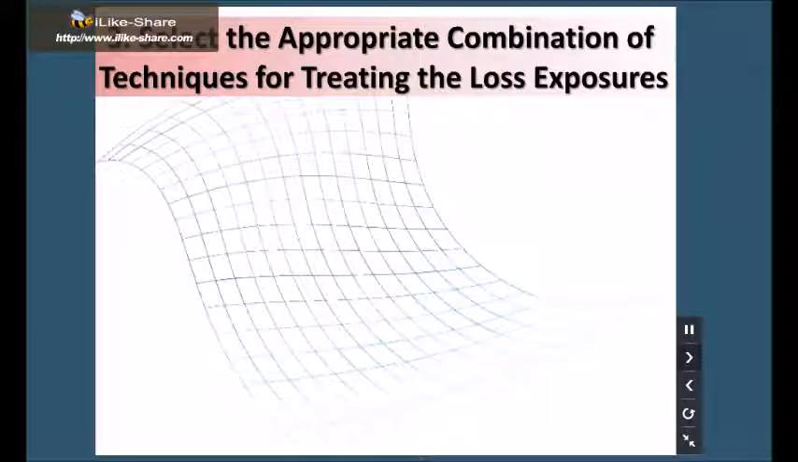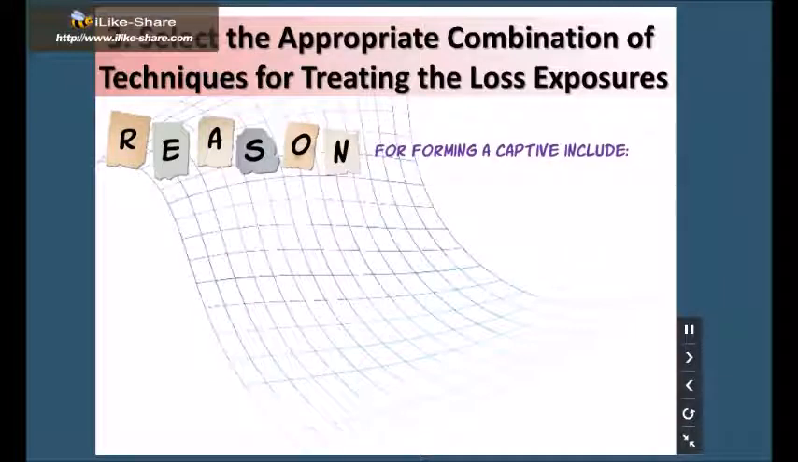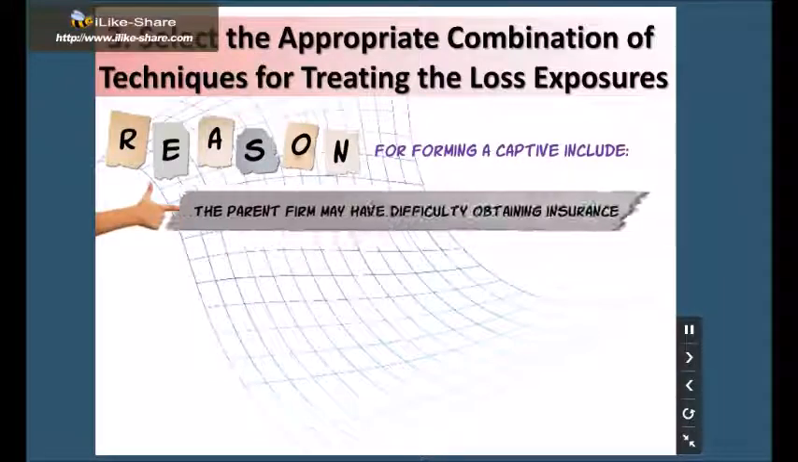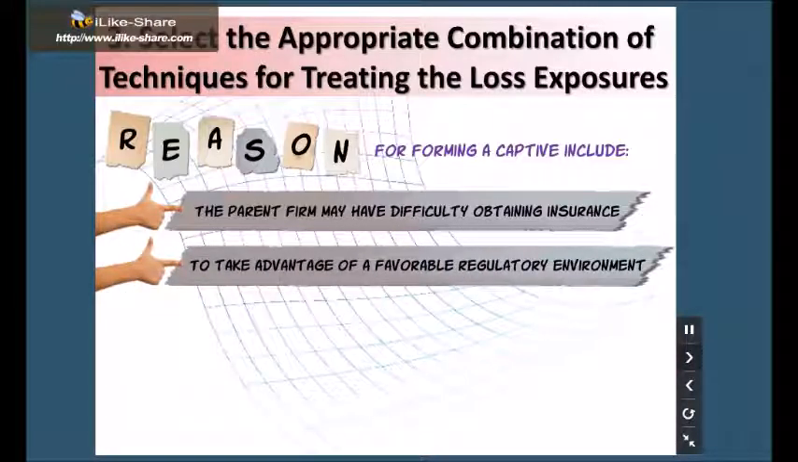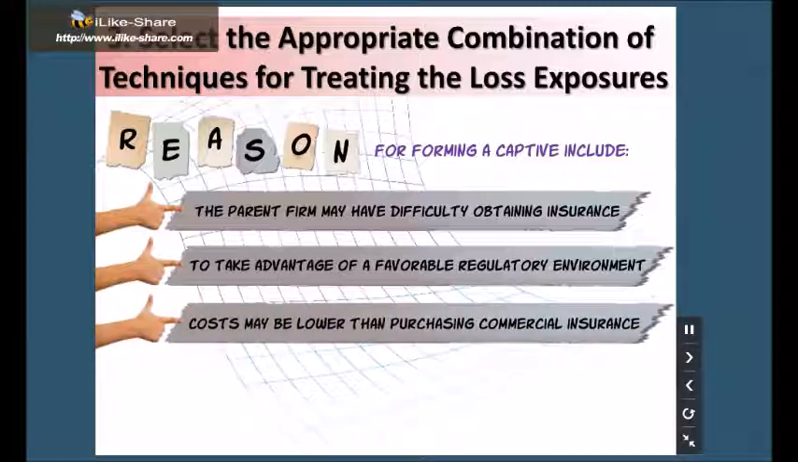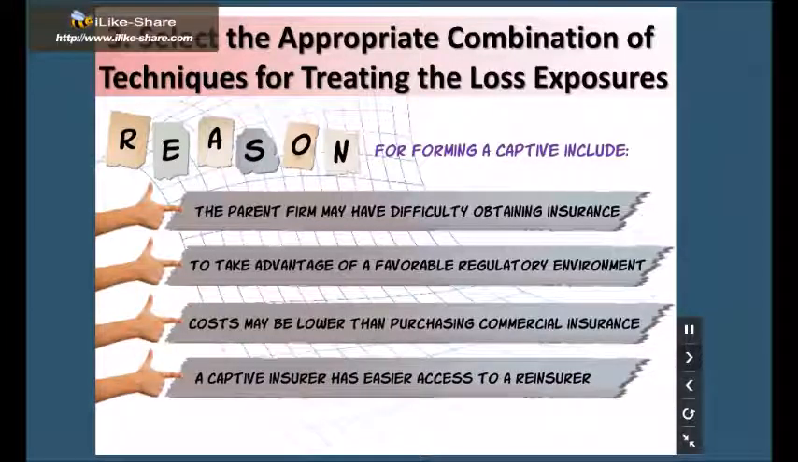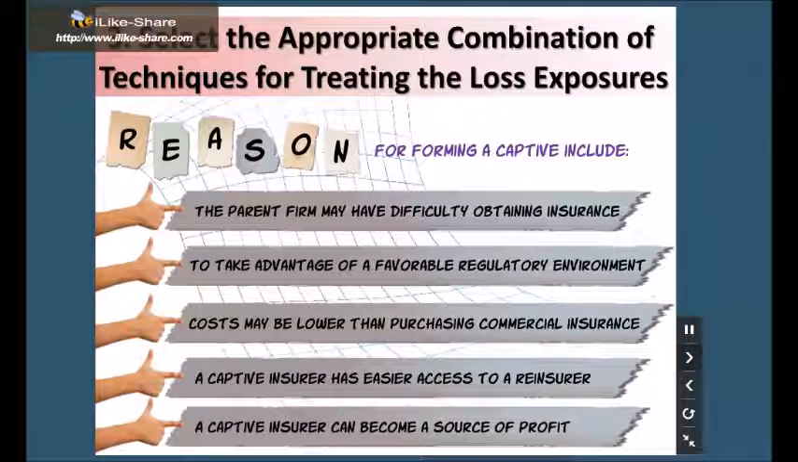Select the appropriate combination of techniques for treating the loss exposures. Reasons for forming a captive include: the parent firm may have difficulty obtaining insurance; to take advantage of a favorable regulatory environment; costs may be lower than purchasing commercial insurance; a captive insurer has easier access to a reinsurer; and a captive insurer can become a source of profit.